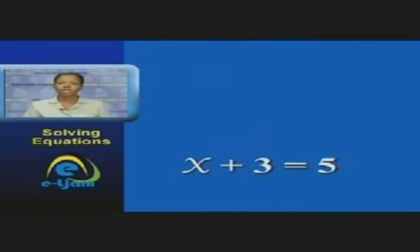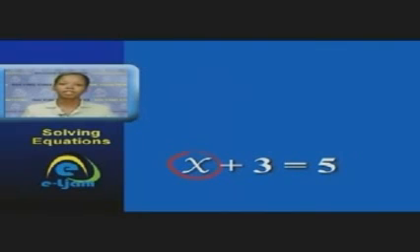The objective of solving an equation is to find a value which makes the statement true. For instance, if we are solving the equation x plus 3 equals 5, what we are really being asked to do is find a numerical value for x which makes the statement true. In order to do this, we have to have all the variables on one side of the equation and the numbers on the other side.